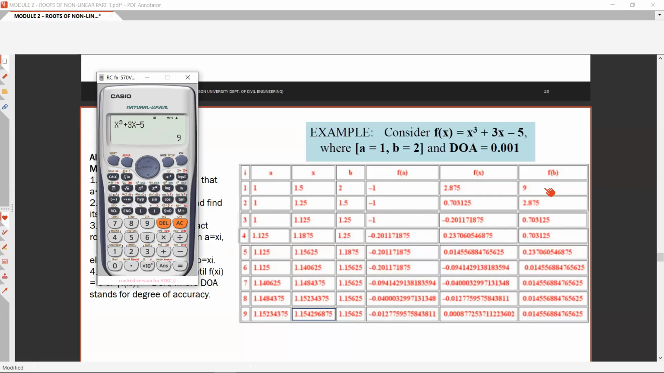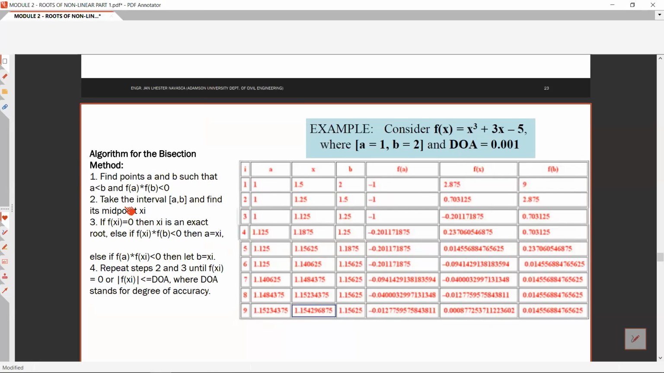Okay. So, sabi dito sa algorithm, hanapin mo yung FA times FB, check natin kung tama ba yung interval. So, FA multiplied by FB, negative value ba? Negative 1 times 9 is negative value. So, yes, nasa gitna ng A and B yung root natin. Next, find the midpoint. Next, find f of xi, or f of midpoint. So 2.875. Hindi siya 0, then mag-move on pa tayo.